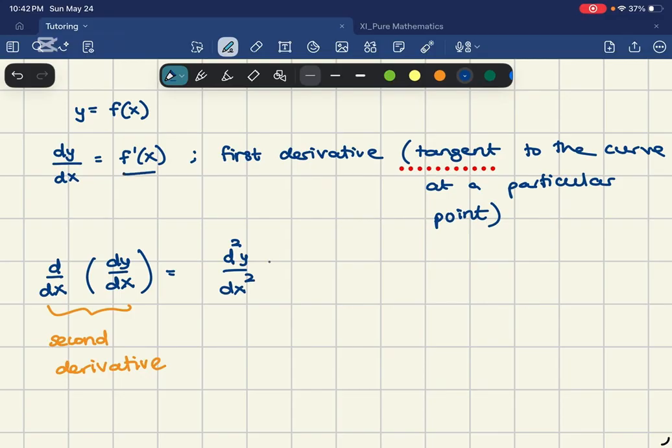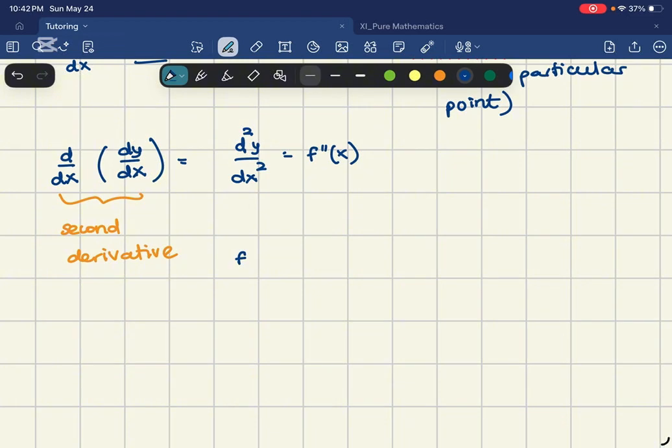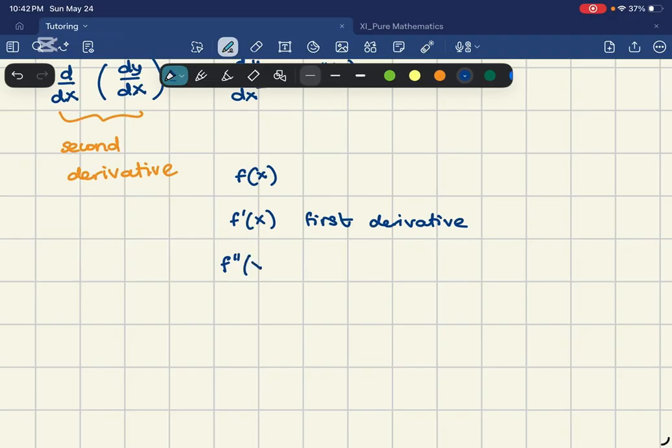And if you have to write it like this, it's going to be f dash dash of x. So f of x, that is your function. F dash of x is your first derivative. And f double dash of x is your second derivative.